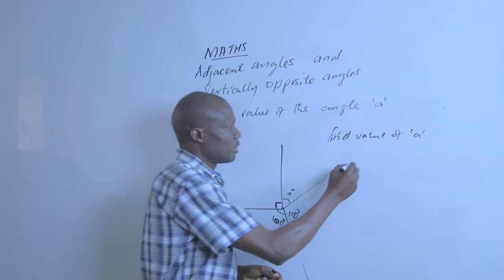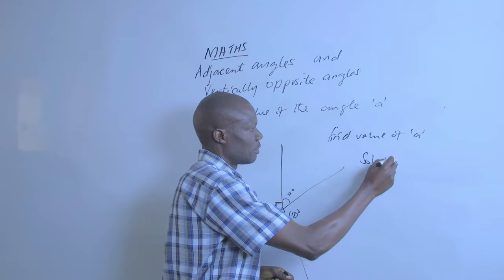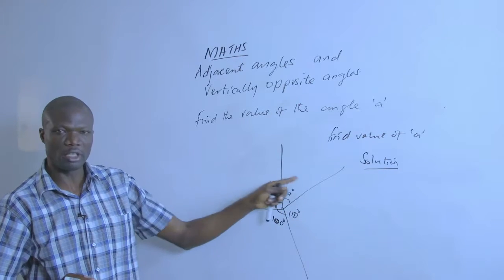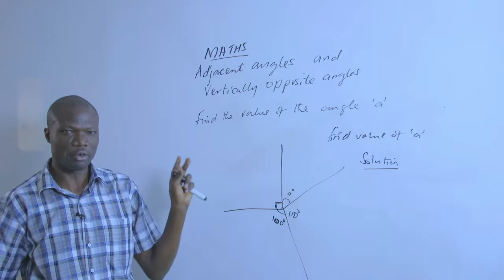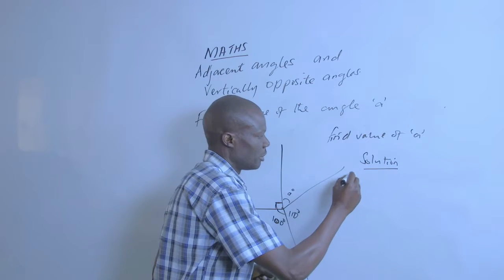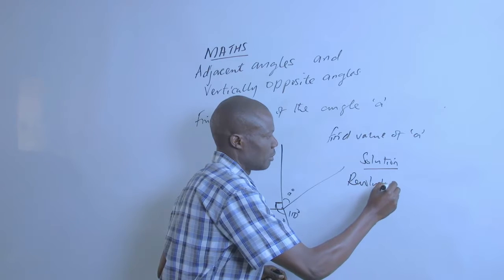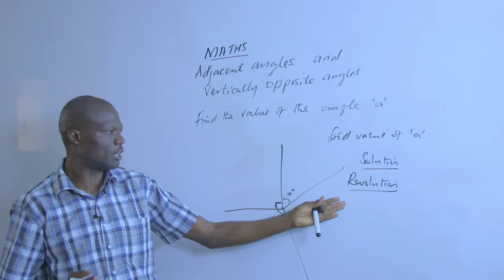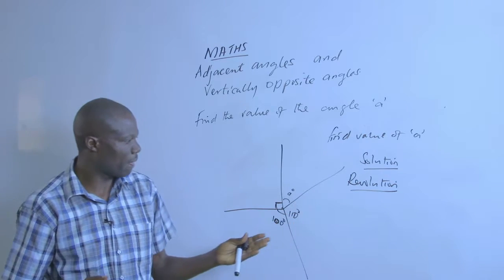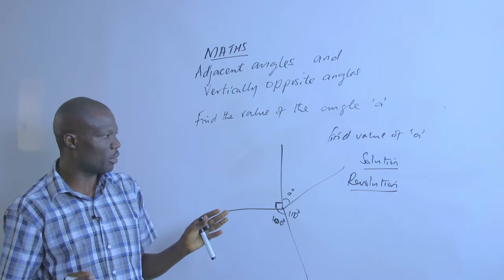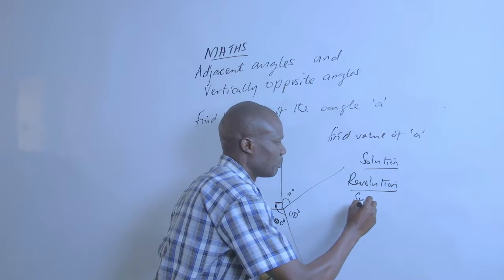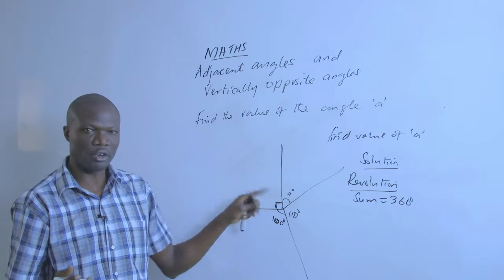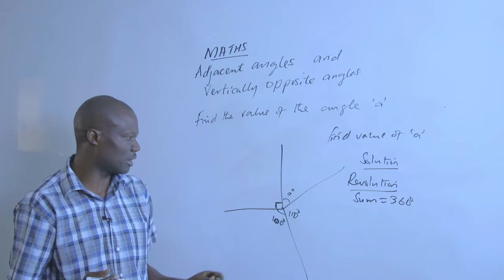So in our solution, we need to find and identify the relationship of all these four angles. And you'll notice that the four angles form a revolution. Then the question comes, what is the relationship about revolution angles? You'll notice that all revolution angles, the sum should give us 360 degrees. Therefore, all the angles that we have here are supposed to add up to 360 degrees.